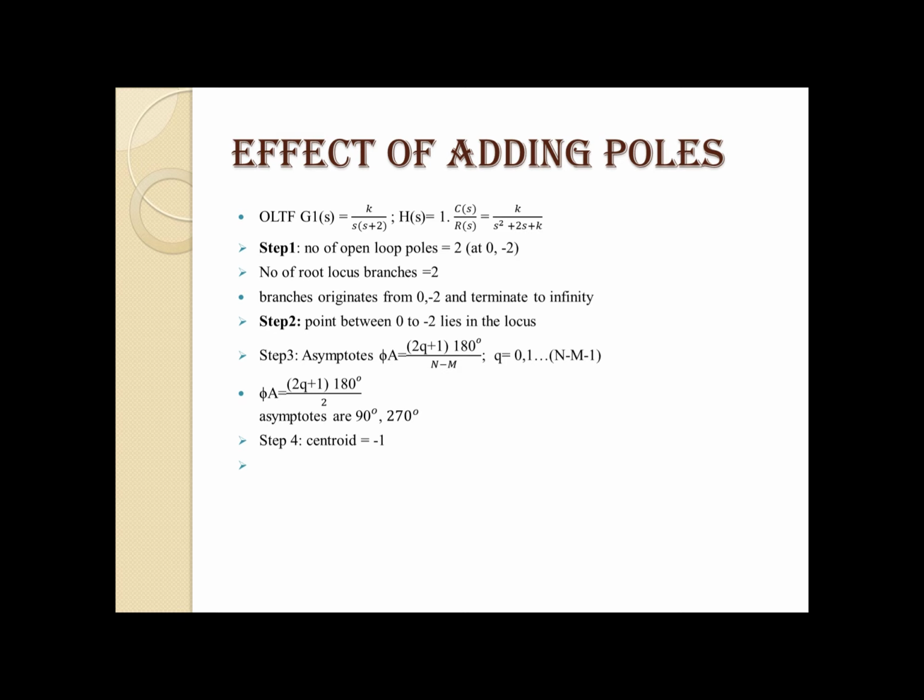And for the next step, we need to find out the asymptotes. Using the formula of asymptote, we can find out there are two asymptotes. One is 90 degrees and another one is 270 degrees. And then we are calculating the centroid using the formula: the real part of the poles minus the real part of the zeros, divided by the number of poles minus the number of zeros. So here it becomes minus 1.